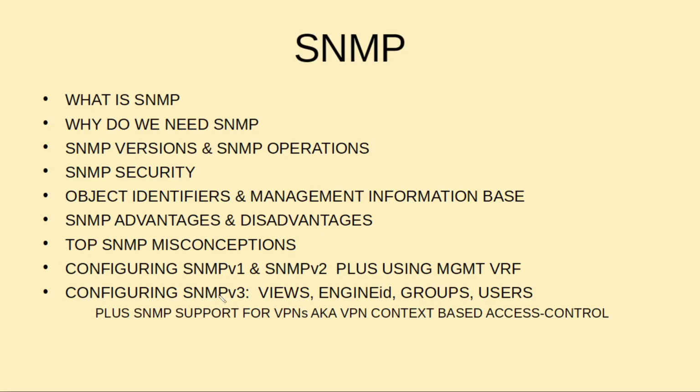Now we are going to talk about how to configure SNMP version 3. We're going to talk about views, engine ID, groups, users, and a particular Cisco SNMP feature that is known as support for VPNs, that is also known as VPN context-based access control.